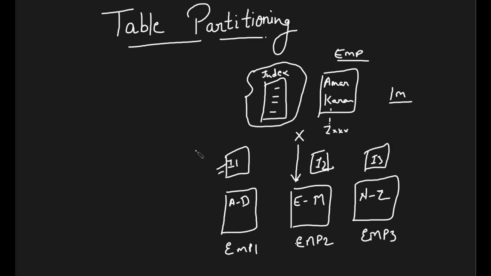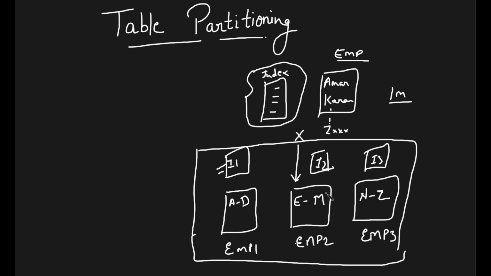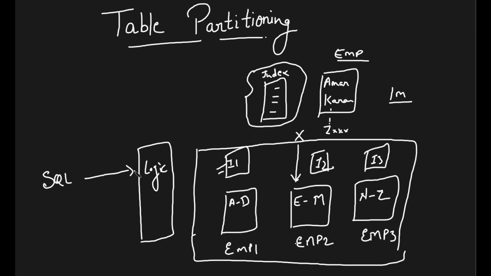Now obviously if you have such a thing, you have to have a logic around it so that you can divert your query to the right or correct partition. So you have to maintain a kind of orchestration or logic before that. Let's say you fire any SQL query, it will go to that logic. It will first identify the starting letter of your employee name, and then go to the correct database, obviously via index, right?